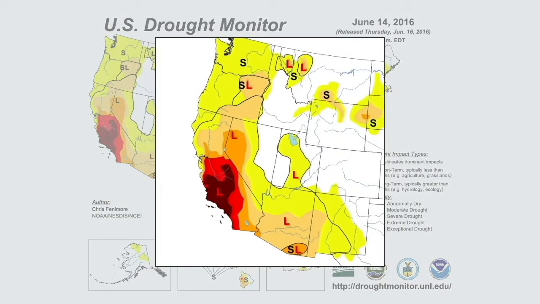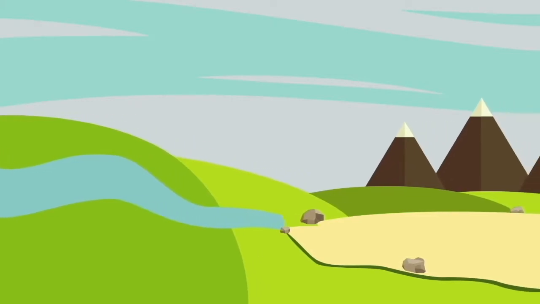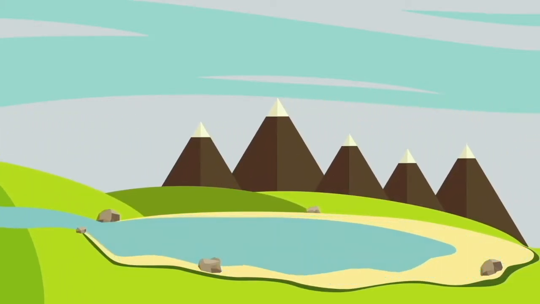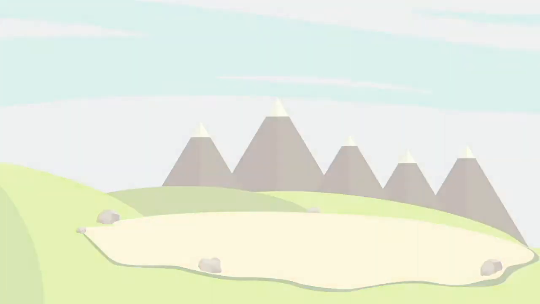The letter L on the map represents areas that are experiencing the impacts that typically occur with long term drought, or droughts which have a duration of 6 months or more. Examples of long term impacts may include low stream flow and groundwater, receding reservoir and lake levels, reductions in wetlands, and changes to wildlife habitats.